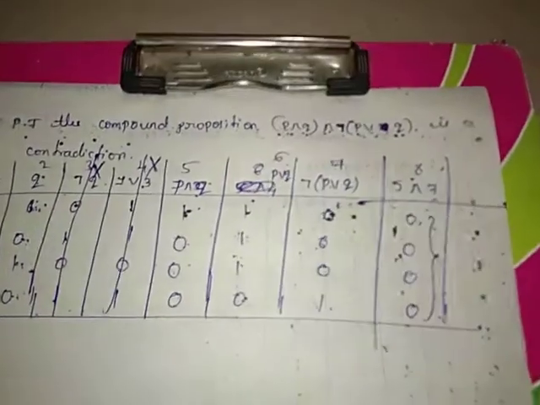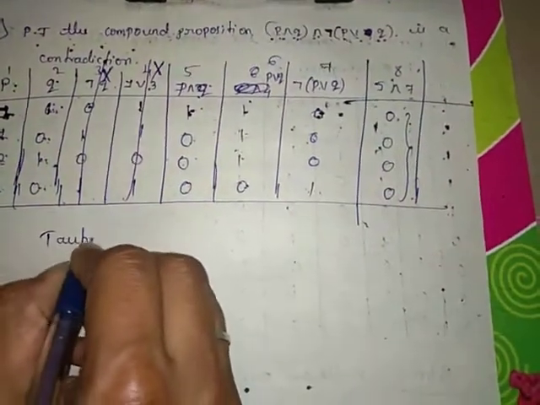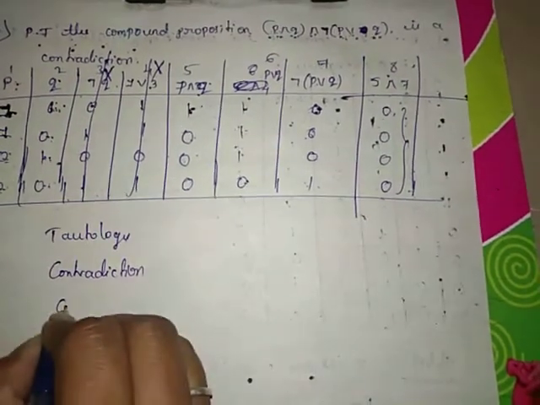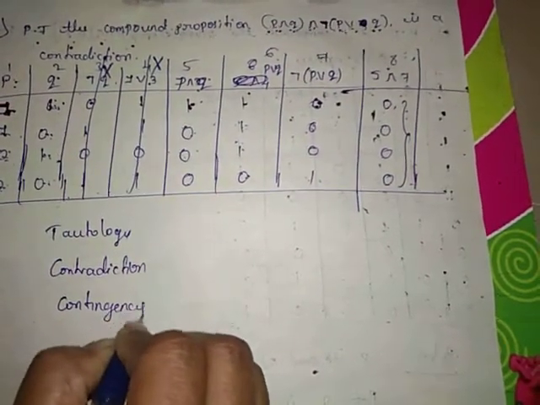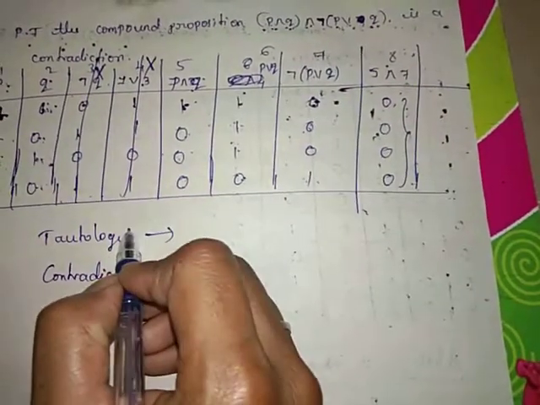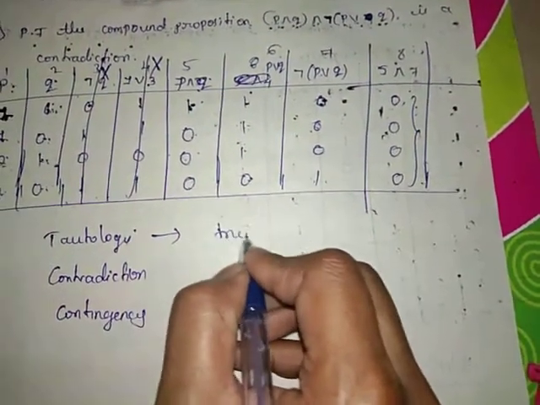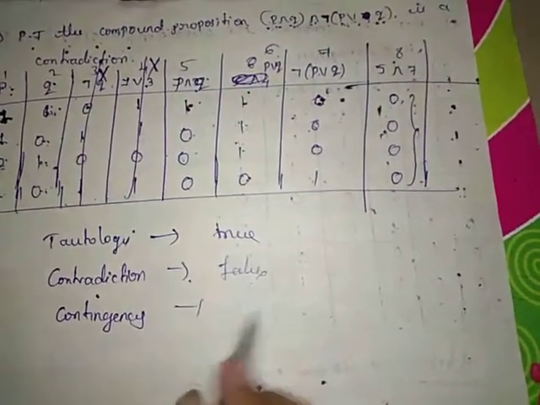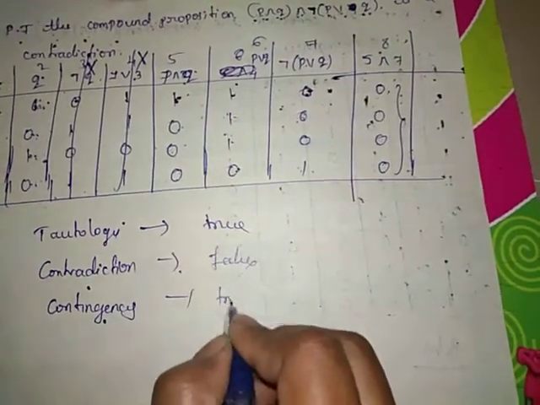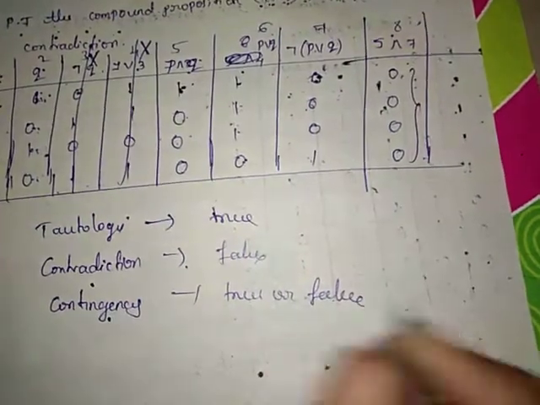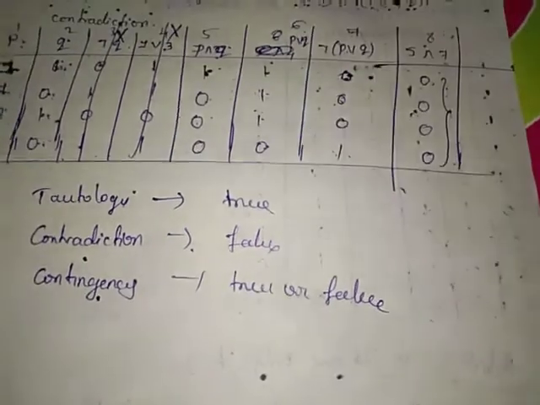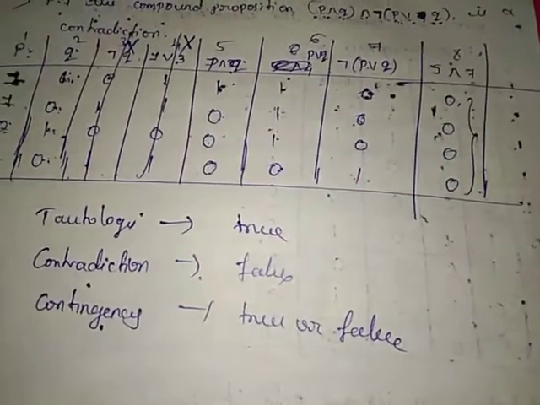This is sufficient. That is an example of compound propositions under tautology, contradiction, and contingency. I am repeating once again. In a tautology, all the truth values are true. In a contradiction, all the truth values are false. In a contingency, the truth values are true or false, neither a tautology nor a contradiction. So that kind of problem comes under tautology, contradiction and contingency.